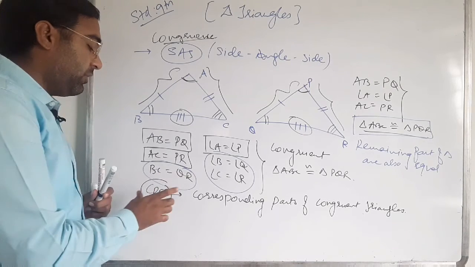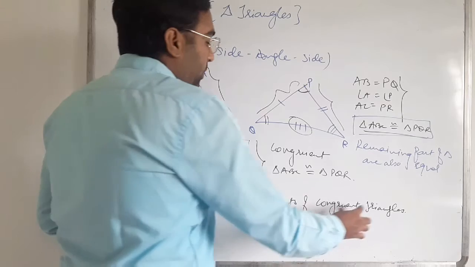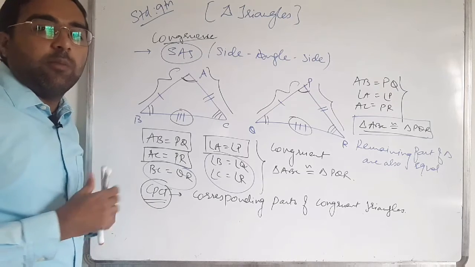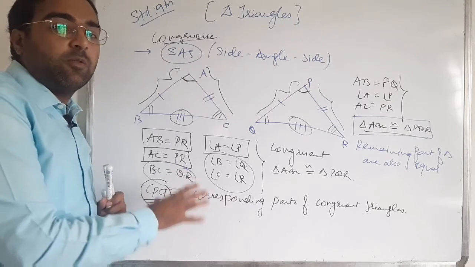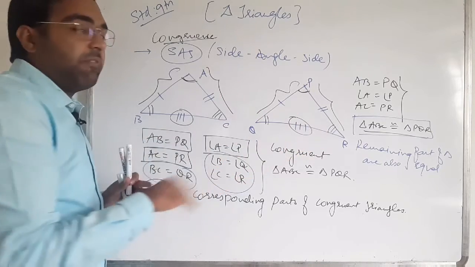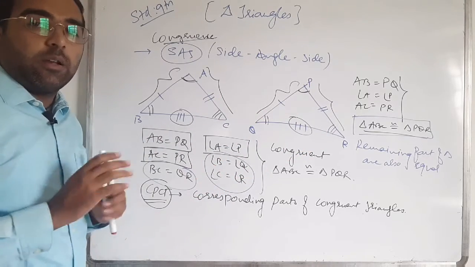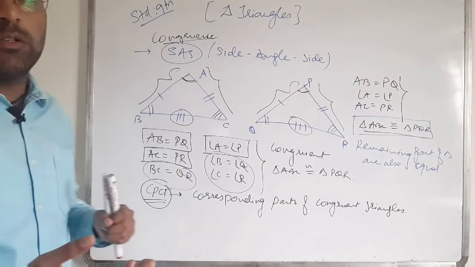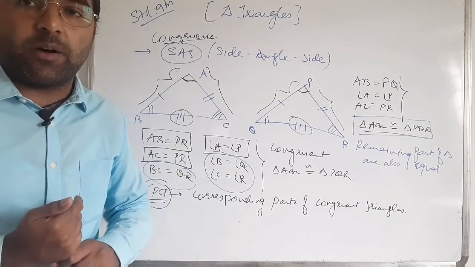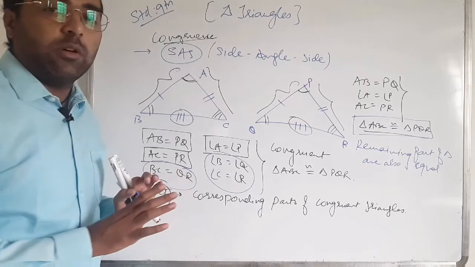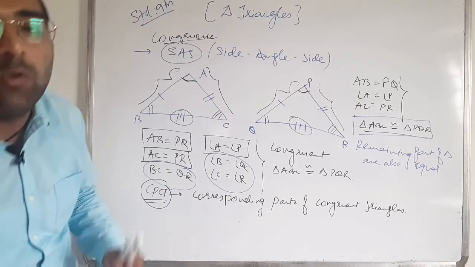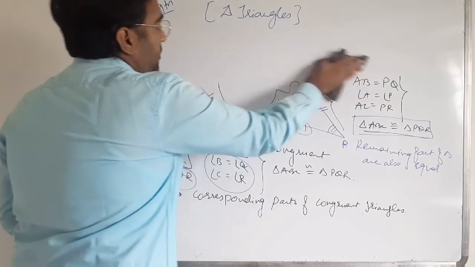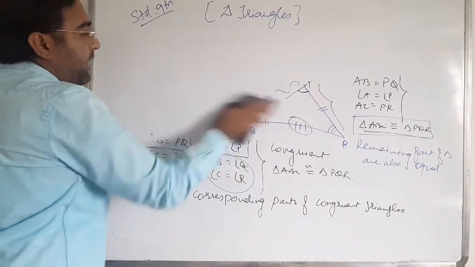What is the CPCT rule? Corresponding parts of congruent triangles. These parts are equal by the CPCT rule. The CPCT rule says that if triangles are congruent, then we write that the remaining parts are equal to each other. Clear? Now we move to exercise 7.1. You have to be clear on the CPCT rule. If you have any doubt, please notify me, and then I'll explain it in the doubt session lecture.